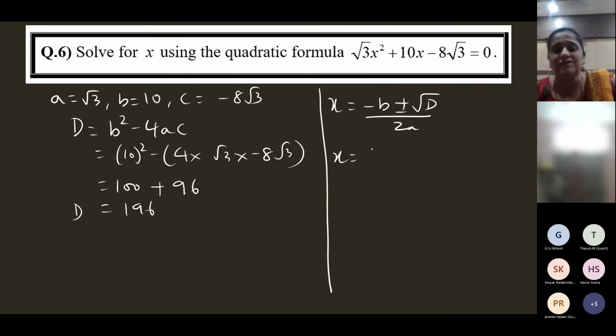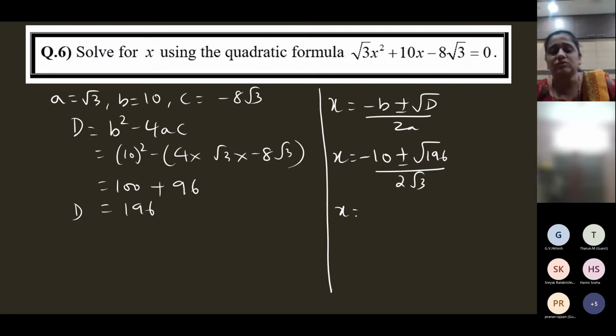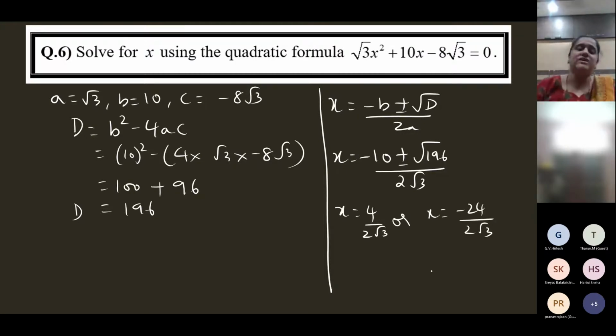Substitute. x is equal to minus b, so minus 10 plus or minus root 196 by 2a, which is 2 into root 3, 2 root 3. The square root of 196 is 14. So x is equal to minus 10 plus 14 by 2 root 3. Minus 10 plus 14 is 4, so 4 by 2 root 3. Or x is equal to minus 10 minus 14, so minus 24 by 2 root 3.